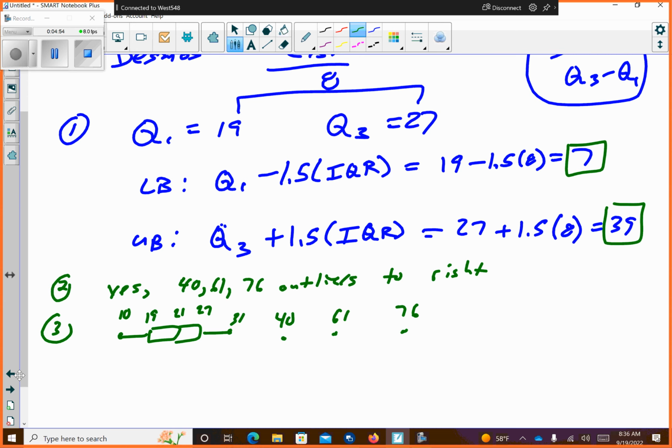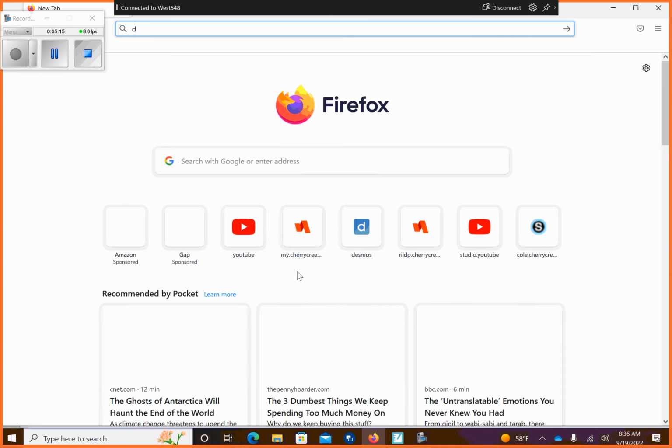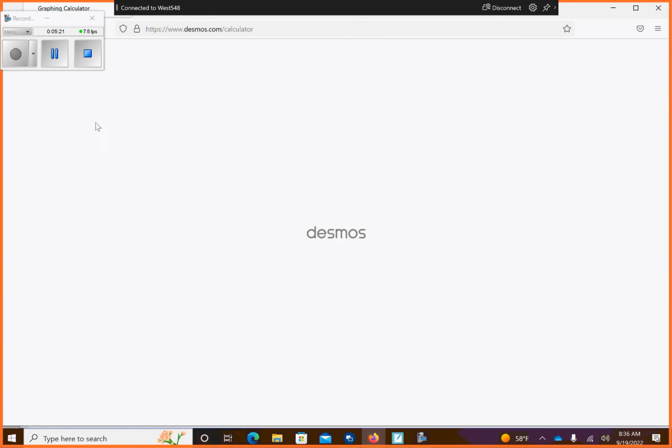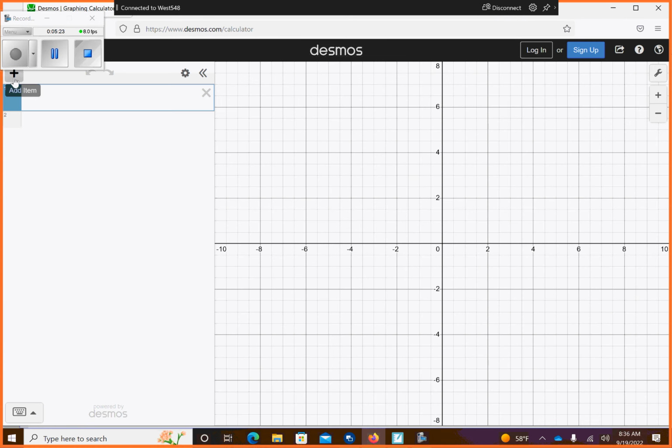I'm going to go back on what I said. I'm going to do this on Desmos, because I want to show you how Desmos will find you those outliers without any problem. All right, Desmos. Calculate, graphing calculator. I need a volunteer, please. What are our values? I'm at the very top of the page.